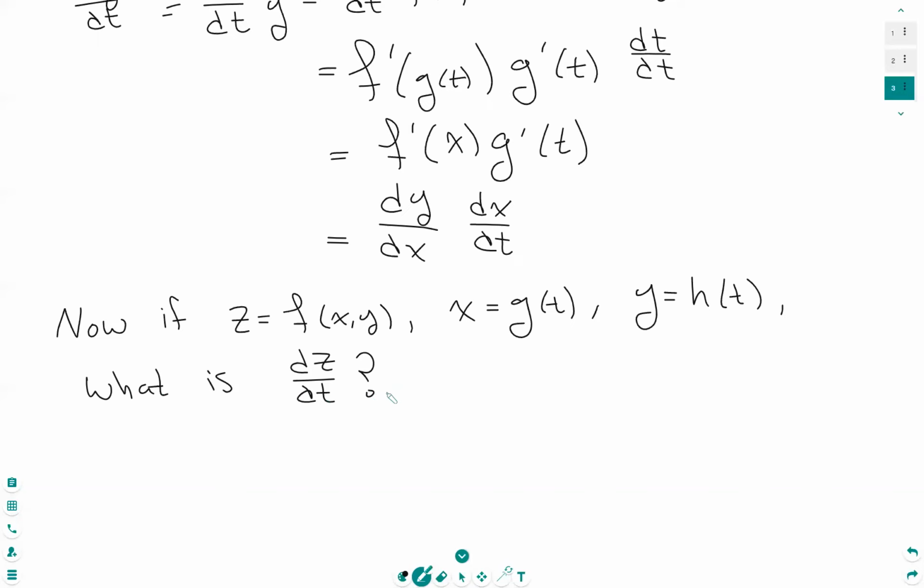So first off, does this even make sense? Can we take this total derivative of z? Well, if you think about it, if you plug in x and y as their functions g of t and h of t, f is only defined as a function of t. So it is just a function of one variable. So it makes sense for us to take this total derivative rather than a partial derivative.